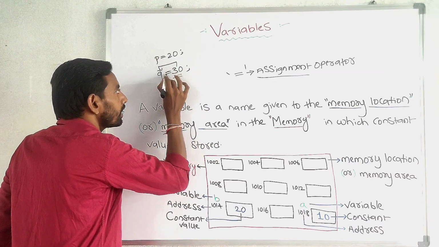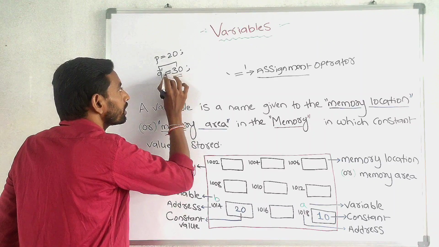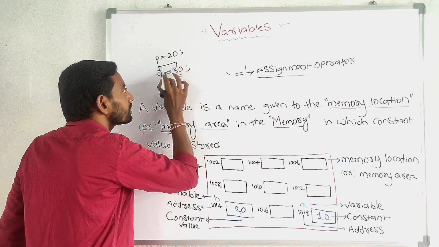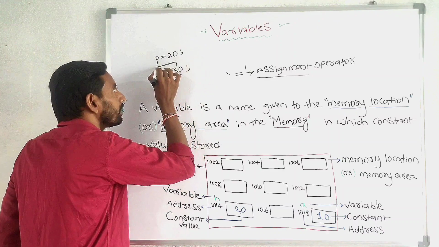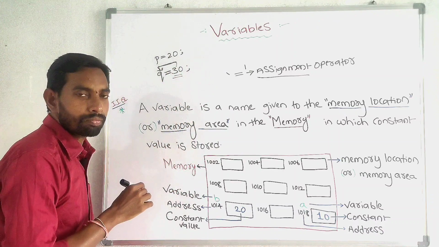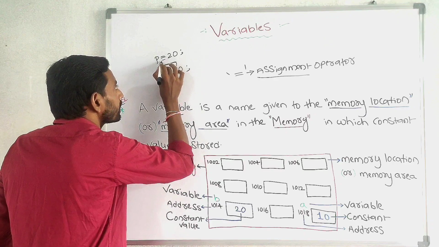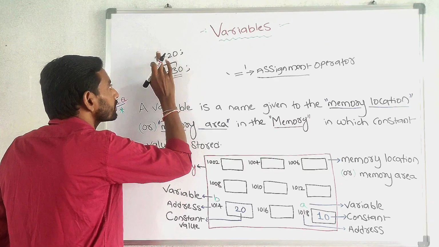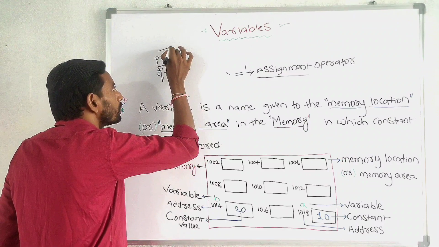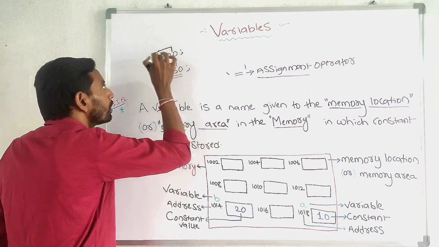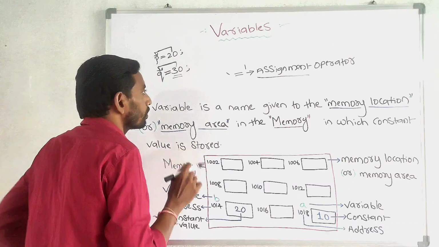This symbol is called an assignment operator. The assignment operator stores this 30 value or this 30 constant into the variable Q. The assignment operator stores this 20 constant or this 20 value into the variable P. Take some more examples, don't bother.